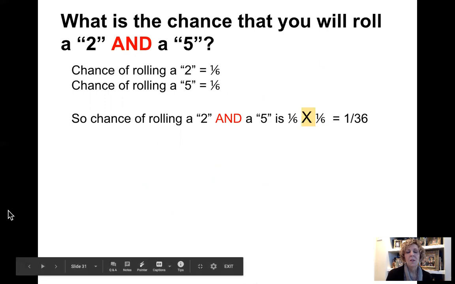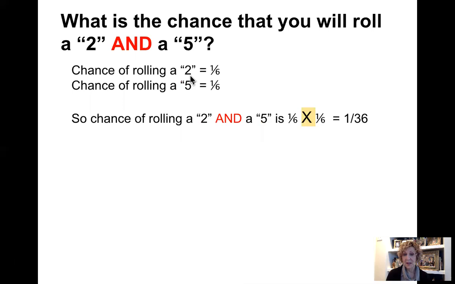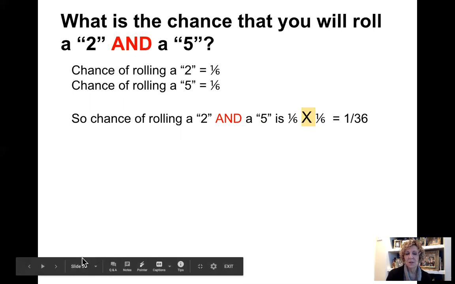So what is the chance of rolling a 2? It's going to be 1 out of 6 for a 6-sided dice. What is the chance of rolling a 5? That would also be a 1 out of 6 chance. So what is the chance that if you're rolling 2 dice at the same time, you're going to get a 2 and a 5? That would be 1/6 times 1/6, which is 1 out of 36.